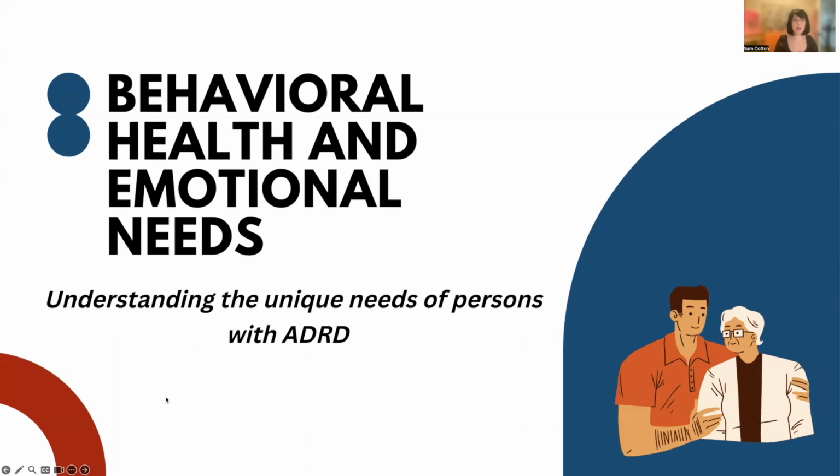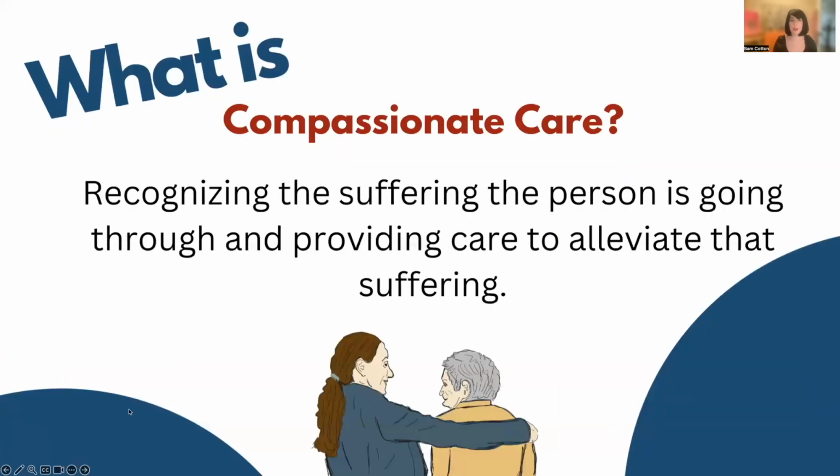We also discussed some of the behavioral health and emotional needs of persons with Alzheimer's disease and related dementias, thinking through some of those things like anxiety, depression, and how those sometimes manifest as very challenging behaviors for those of us who are providing care to individuals, and taking a deeper dive into a couple of cases to really help you better understand some of those unique needs. We focused on what is compassionate care, recognizing the suffering that the person's going through, and thinking about what care can look like in order to not just provide effective care to the individual, but compassionate care to help alleviate that suffering.